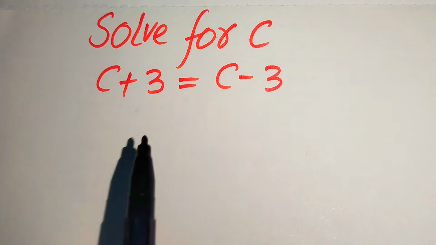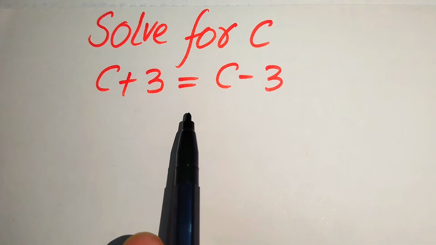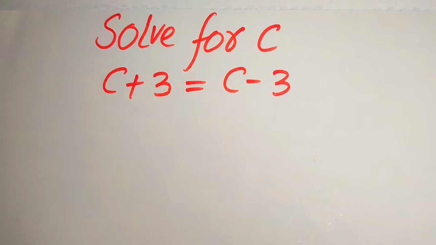So here we have c plus 3 is equal to c minus 3, and we solve this problem for all the values of c. First we need to find all the roots of this equation, and at the end we will verify which of the roots are solutions and which of the roots are extraneous roots. Further, we solve this problem using two methods.